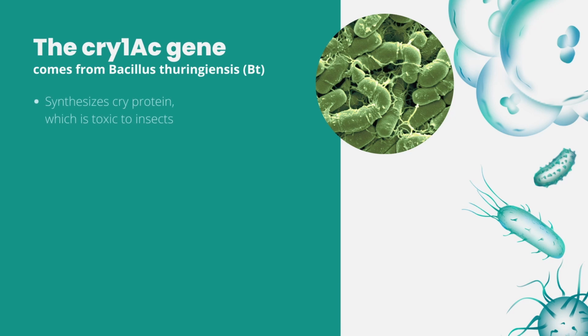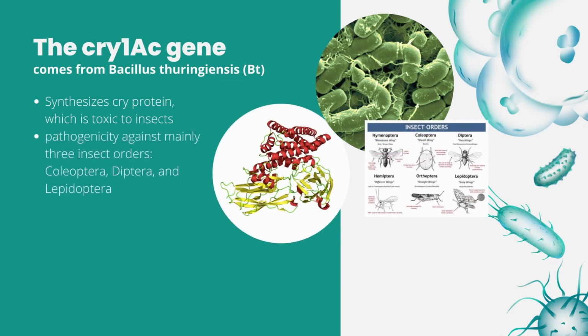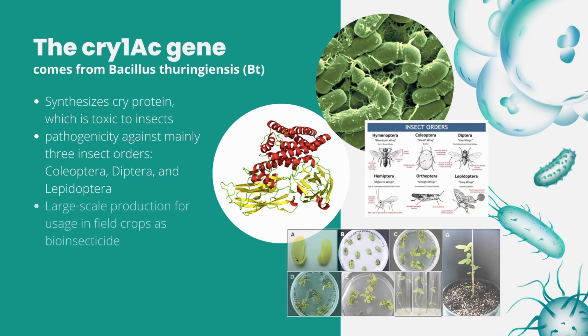The protein toxin encoded by the Cry1Ac gene synthesizes crystalline Cry protein, which is toxic and causes pathogenicity against mainly three insect orders, Coleoptera, Diptera, and Lepidoptera. Some common insect species include the tobacco budworm and cotton bollworm. The importance of cloning the Cry1Ac gene in E. coli is for the large-scale production of the Cry1Ac protein for usage in field crops, which will be further explained in the upcoming sections.